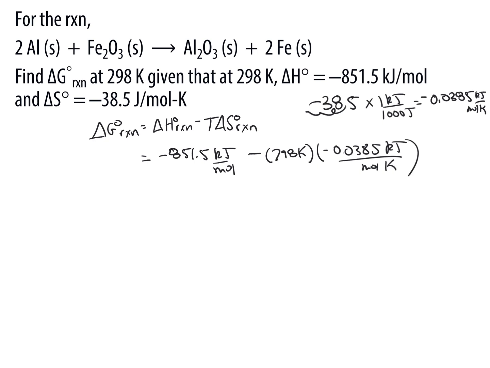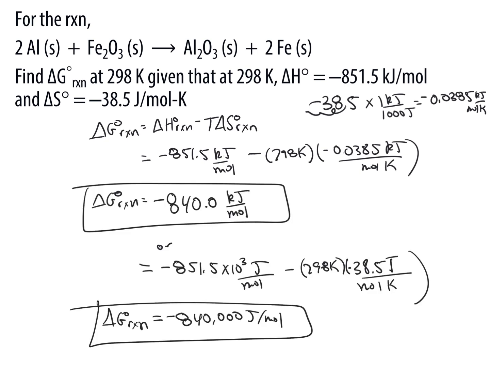Again, it would be perfectly reasonable to also just convert kilojoules to joules here. Final answer then is negative 840.0. The unit is kilojoules per mole up here. To check the answer, that makes sense because we had this very large negative number, and we subtracted off a negative times a negative, so this term comes up positive. So it goes from being negative 850 to a little bit larger because we added this positive term onto it.